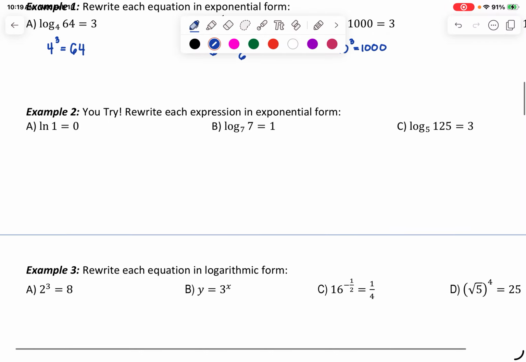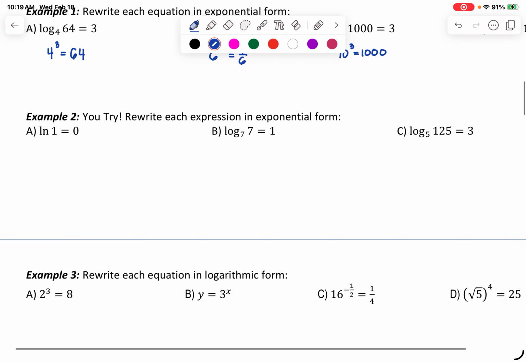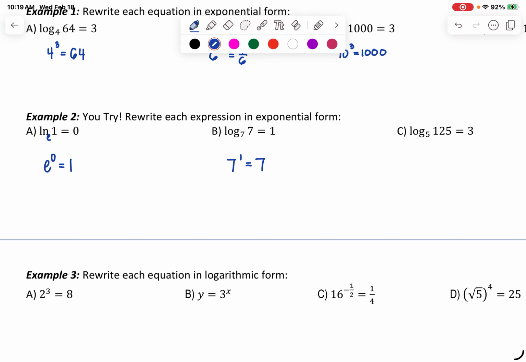All right, so let's see how you did. Here, this is natural log. Natural log has a base of e, so it's e to the 0 power equals 1. 7 to the first power equals 7. 5 cubed equals 125. And that's just rewriting in exponential form.